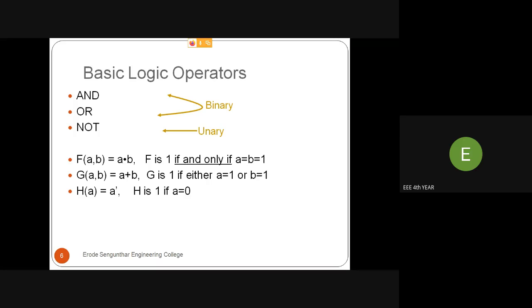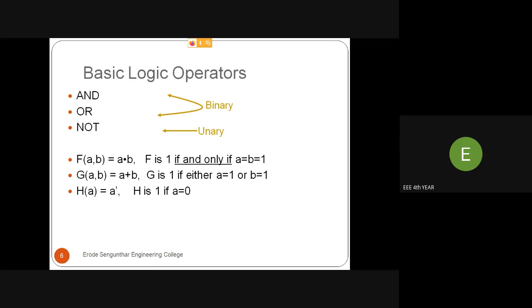Now, function of a, b is equal to a into b. It is the AND operation. f of a, b is equal to 1 if and only if a and b are both equal to 1. If any one value is 0, then the result is 0. 0 into 1 is 0, 1 into 0 is 0, 1 into 1 is 1, 0 into 0 is 0. If both values are high, then the output is 1. This is called the AND operation.